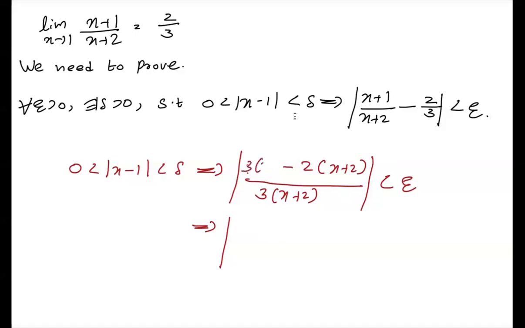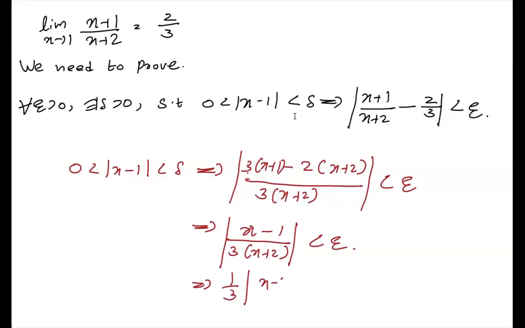Pretty old. 3 times x plus 1. Okay, so 3x minus 2x means x, and plus 3 minus 4 means minus 1, divided by 3 times (x plus 2), absolute value less than epsilon. Then we have to show, simply, 1 over 3 times |x minus 1| over |x plus 2| is less than epsilon.